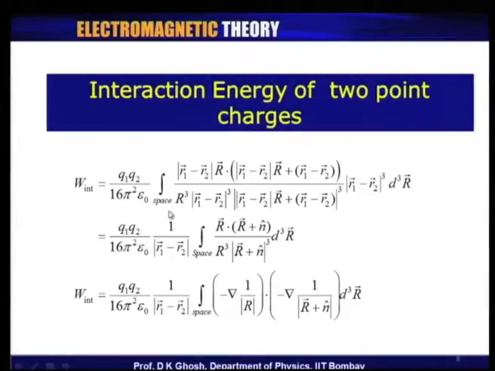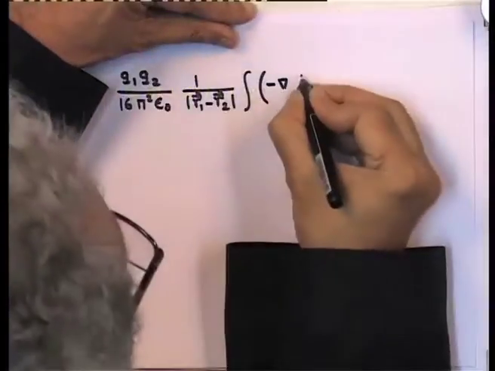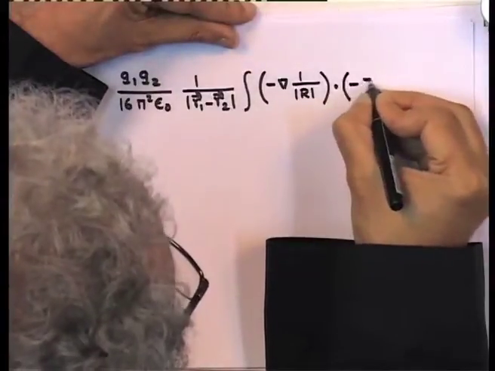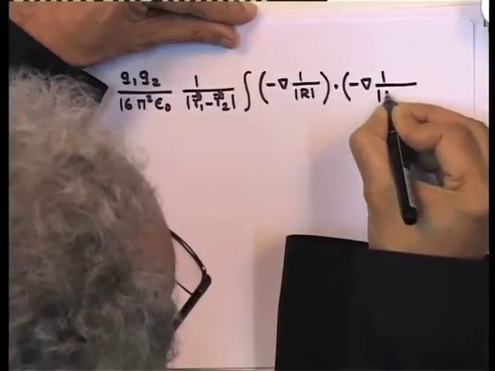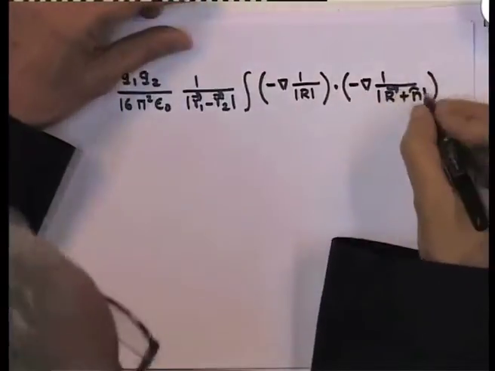Now, you have vector r by r cube, or vector r plus n by modulus of r plus n cube. Now, vector r by r cube is nothing but minus the gradient of 1 over modulus of r. So, with this I get minus the gradient of 1 over modulus of r dotted with another minus the gradient of 1 over modulus of r plus unit vector n, which I told you is in the direction of r 1 minus r 2, and d cube r.